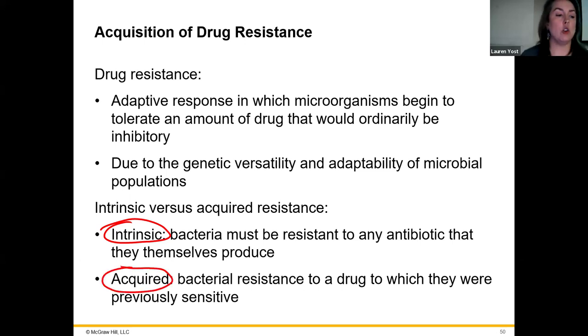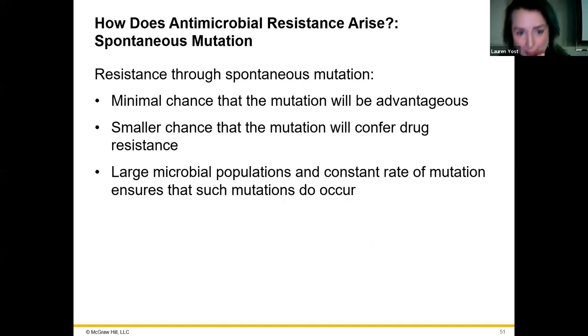Acquired means that you normally would not have resistance to this, but you have somehow gotten resistance outside of this. You don't make this antibiotic, but you're being exposed to it now and somehow are resistant to it. Okay. So that's what we're talking about. Intrinsic just means you are resistant to your own antibiotic that you make. All right. How do we become resistant?